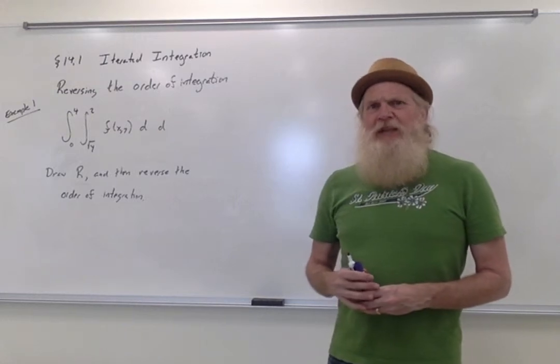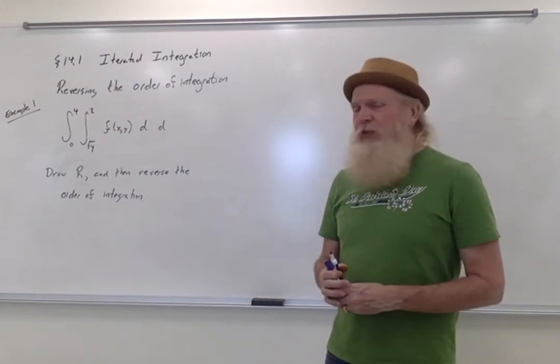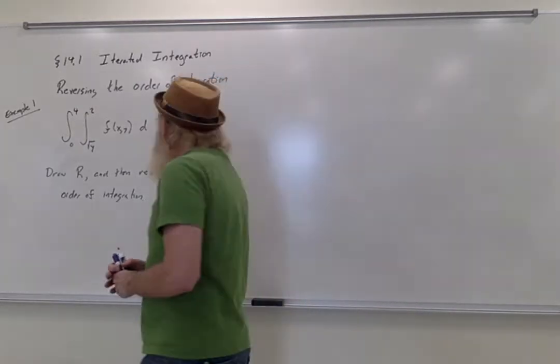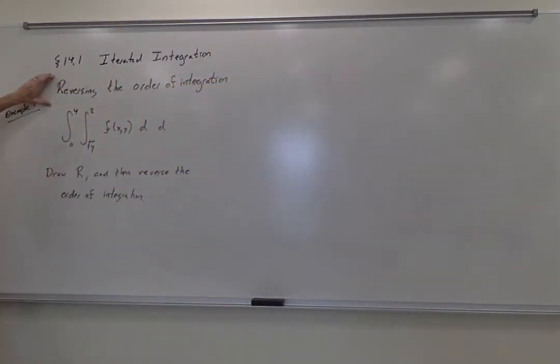Here's another way of practicing the bounds, or setting up the bounds for iterated integrals. And that's called reversing the order of integration. So for example, let's say that we have this iterated integral. I'm not going to tell you what the integrand is.